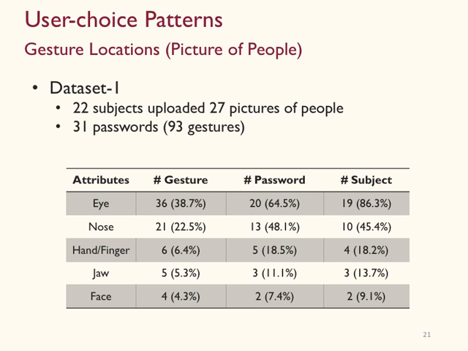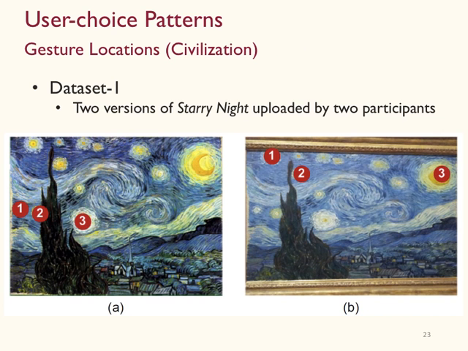We got also very high numbers of gestures on nose, hands, and also other landmarks. And a very interesting thing we find is there are 2 students. Each of them uploaded this Starry Night figure, but these are 2 different figures, by 2 different students, and this is not a picture of a human.